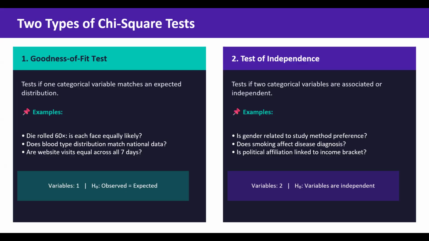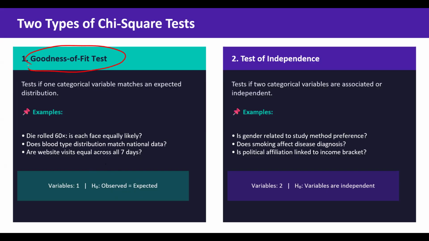And also a broader type: does the blood type distribution match national data? Are website visits equal across all 7 days? Meaning if there's variation among all 7 days, then the observed is not equal to the expected. If they are equal, then the observed equals the expected. So this is the idea of the test for goodness of fit.